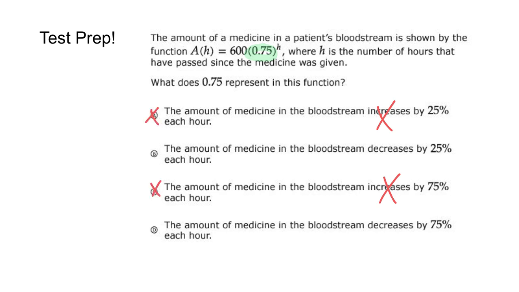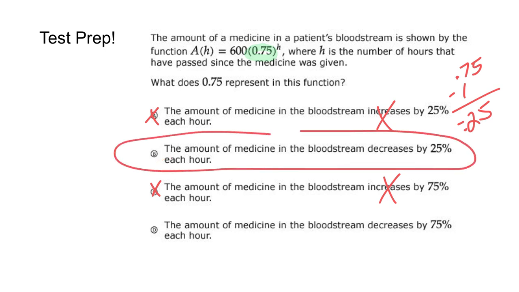But it's decreasing, but not by 75%. That 0.75, remember, to figure out the percent of decrease, we subtract 1 from it, and we get negative 0.25, which tells me it was a decay rate of 25% per hour. So B is our best answer for this. You will never use the percentage that's in the problem as the actual percent. It's always got to be added or subtracted from 1.